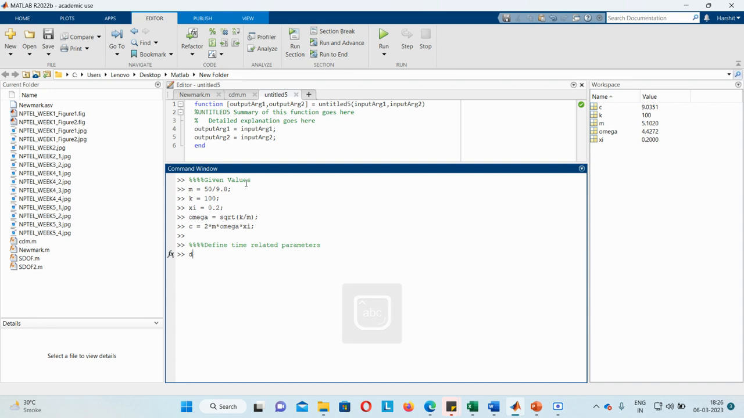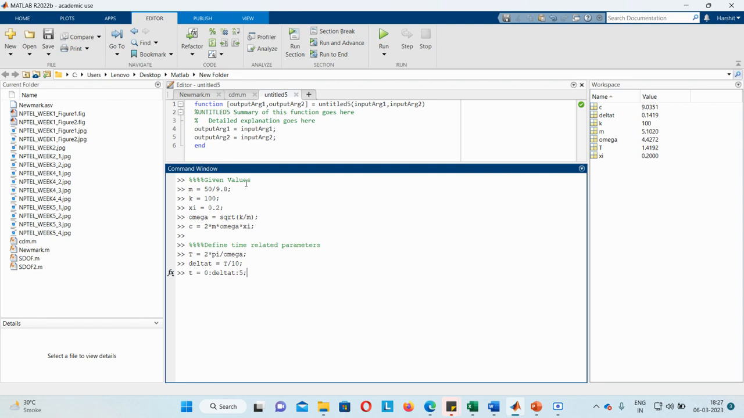Now, what is T? First we need to define the time period. So what is the time period of our system? 2 pi by omega. So let's set delta t as T by 10. Okay, and the total time frame will be from 0, for each increment in time, till, let's say, we will see the response till 5 seconds.